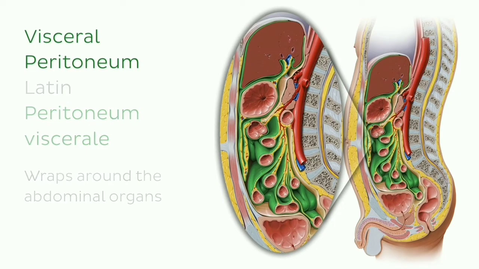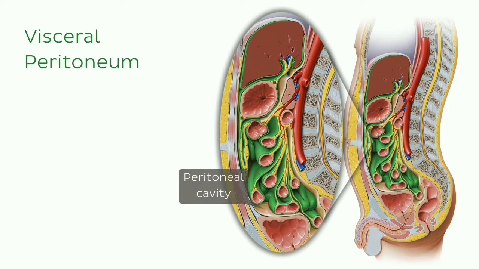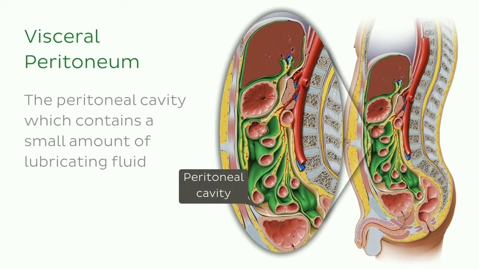And between these two layers, there's a potential space known as the peritoneal cavity, which contains a small amount of lubricating fluid. The peritoneum consists of many folds and ligaments, and the largest fold of visceral peritoneum in the abdominal cavity is the greater omentum. So now you'll definitely know what I'm talking about.